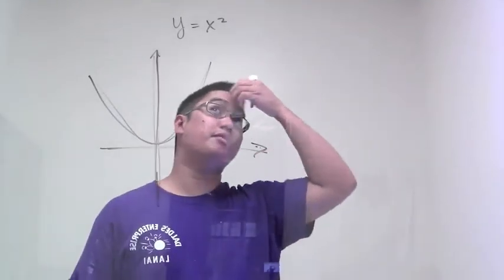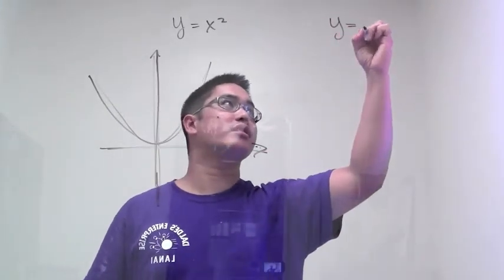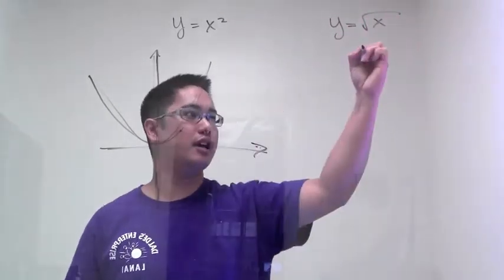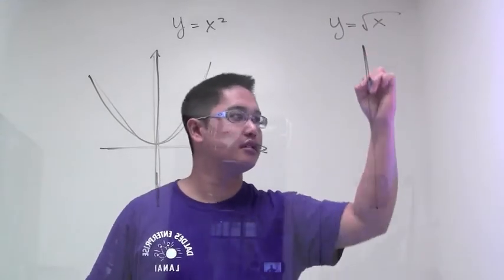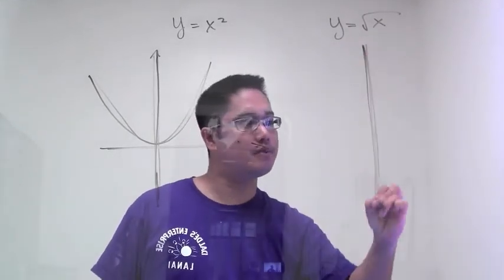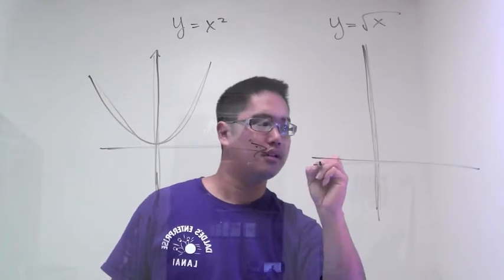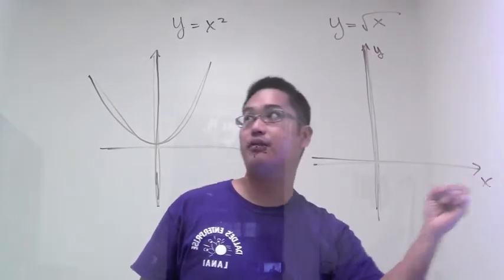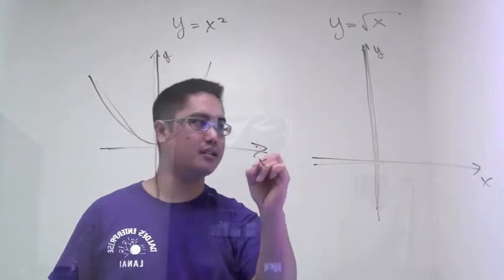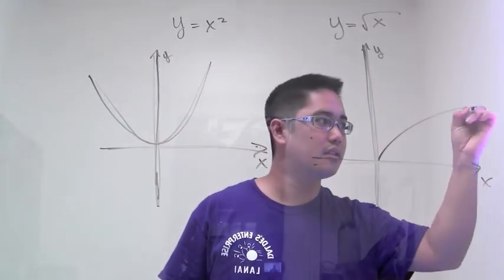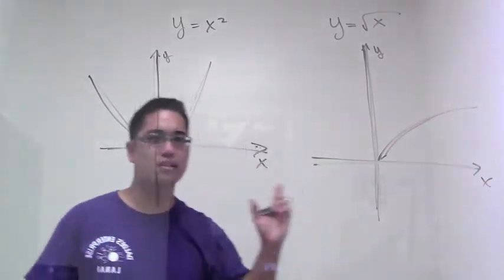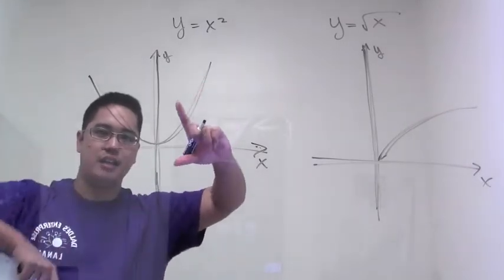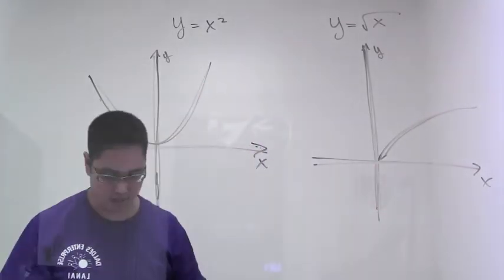Another graph I'm going to do is y equals the square root of x, which looks like this. Just making that small change right there, that graph looks like this. This would be the y-axis, the x-axis. This one looks like this. I'll be honest with you, it almost looks like I took this parabola and then flipped it horizontally.